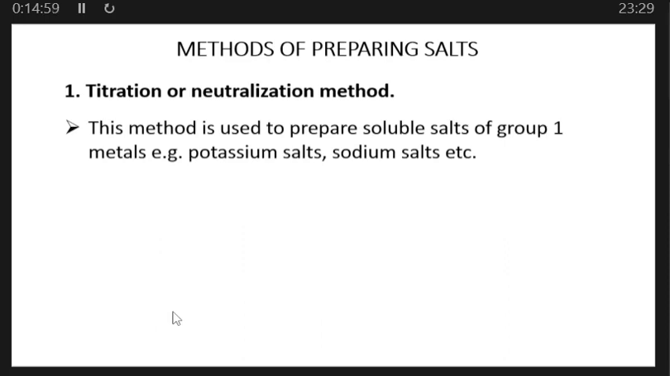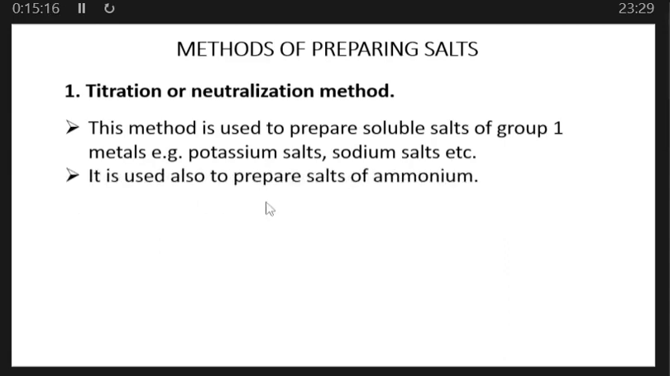So this is how this method is used. Soluble salts of group 1 metals. All right, and also ammonium here. So including ammonium. I said it is used also to prepare salts of ammonium, this titration. So you bear in mind, you memorize, and remember always that neutralization or titration is used to prepare salts of group 1 such as potassium, sodium, etc., and also ammonium salts.